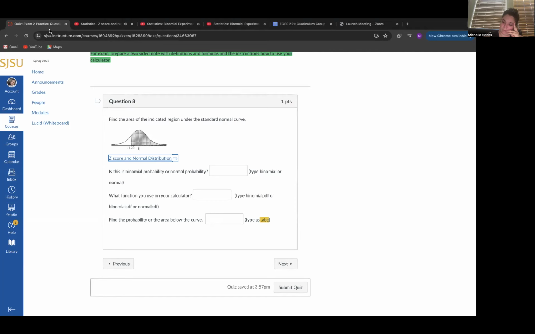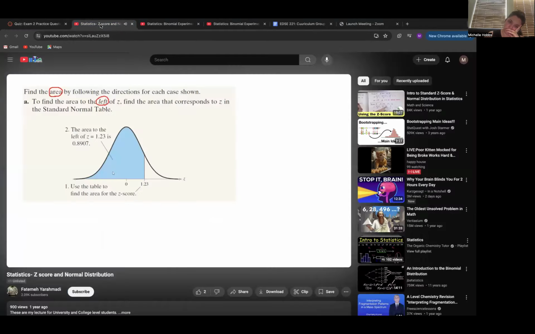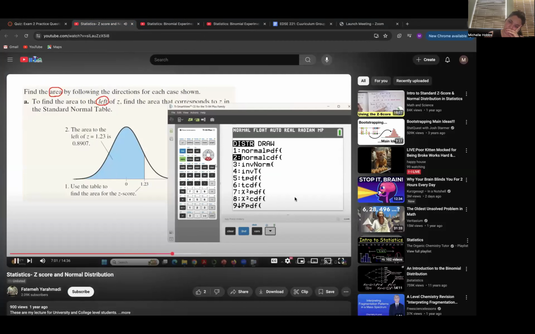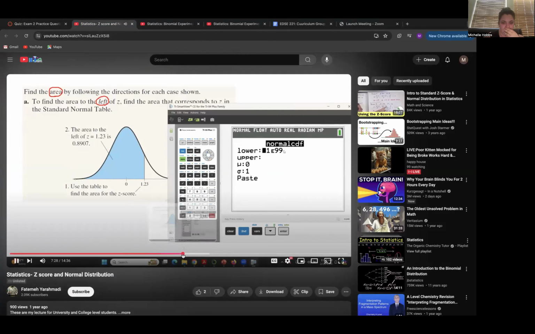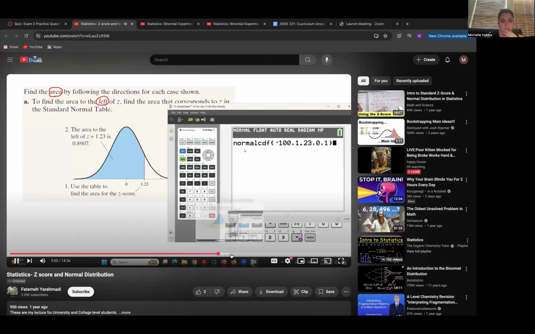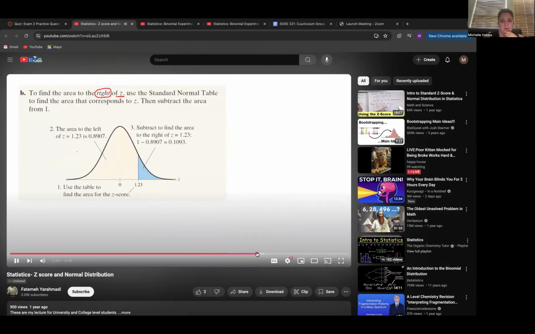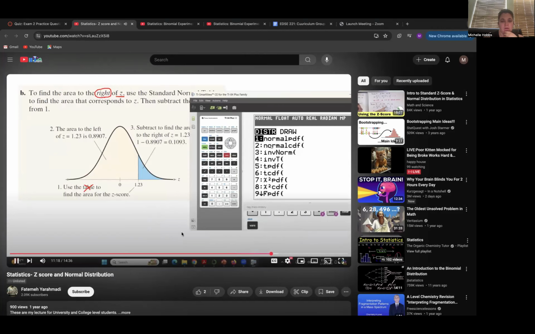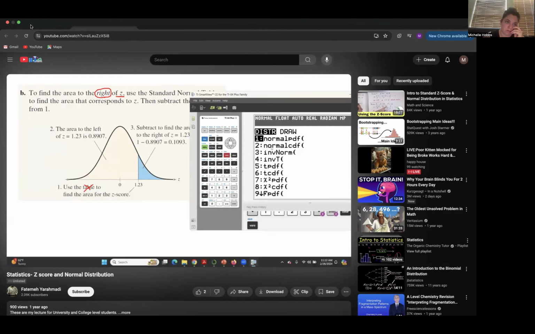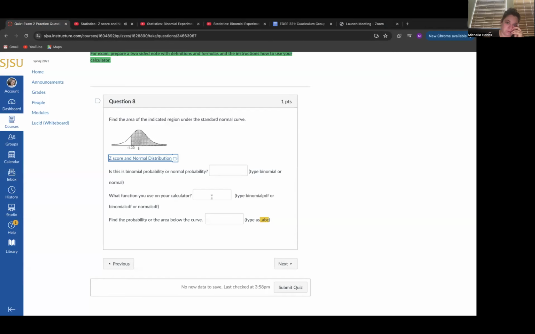So click on 2nd VARS, and you need to find not normal PDF, but your cursor must be at 2, which is normal CDF. So again, what I did, 2nd VARS, normal CDF. Click on normal CDF. Take a look. This is the area to the right. You're going to find your normal CDF. Your cursor must be at normal CDF.